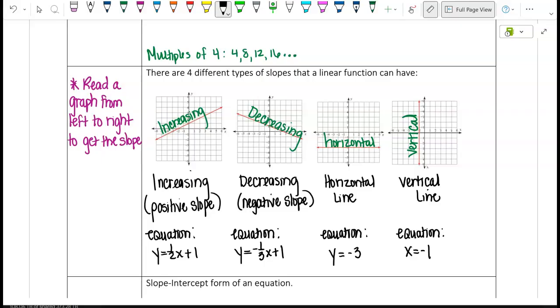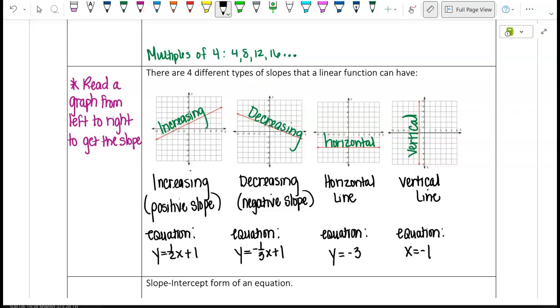That's where I was getting with the variable. Yeah. The first two have both x and y. The last two only have x or y. So if you only have one of the variables, it's either going to be a horizontal line or a vertical line, depending on which variable. If you have both variables, then you're either going to have an increasing or a decreasing line.